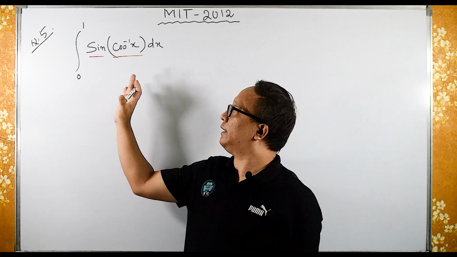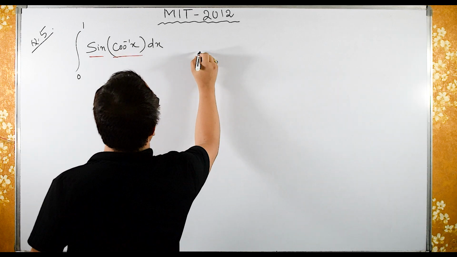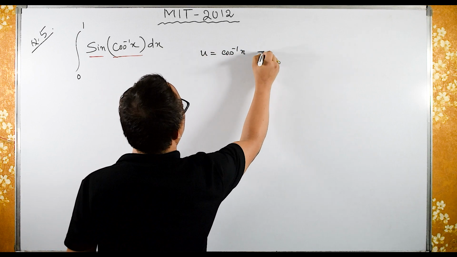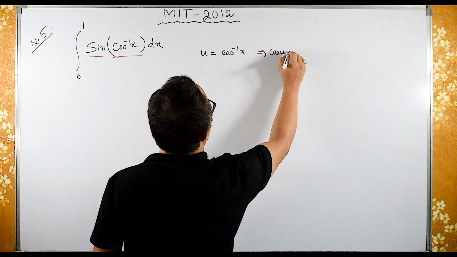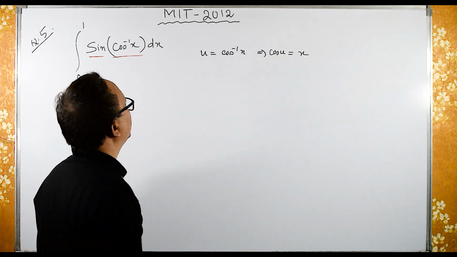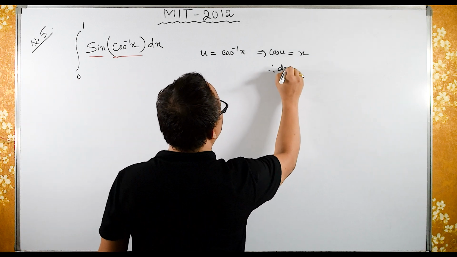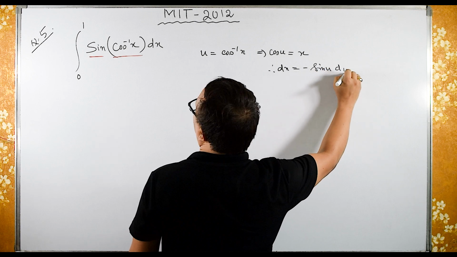Let's solve this integral by substituting u equals cos inverse x. Let's see how it works. u equals cos inverse x implies cos of u equals x. Now let's differentiate this. Therefore dx equals the differentiation of cos, which is minus sine of u, into du.